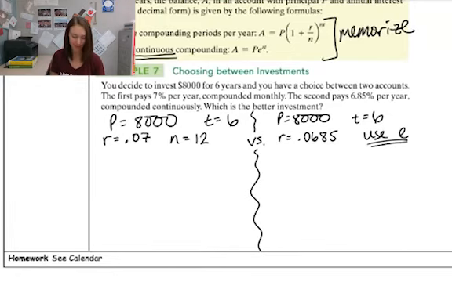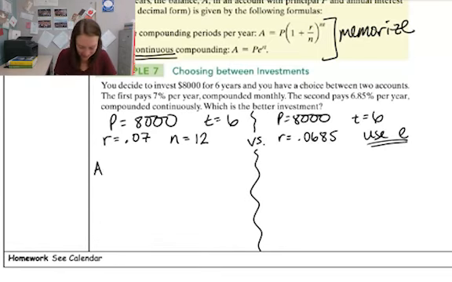Which one's a better investment? So one of them has a higher interest rate, which usually means you get more money, but it's compounded fewer times per year. One of them has a lower interest rate, but it's compounded more times per year. So let's see which one is the better option. By the way, not all banks are created equal. Do some research before you choose which bank to go with. Math is useful.